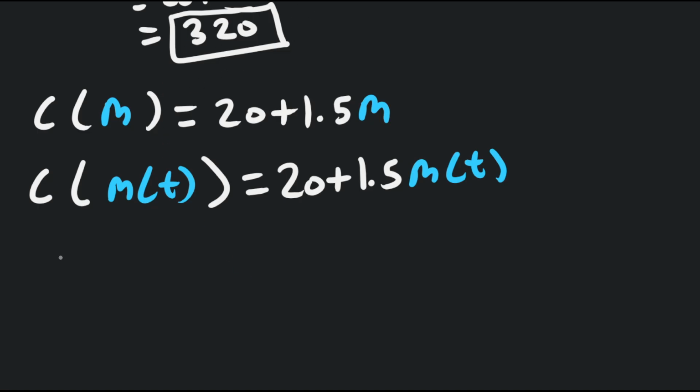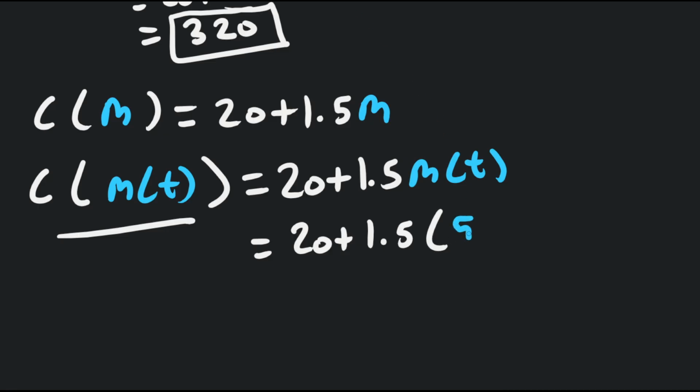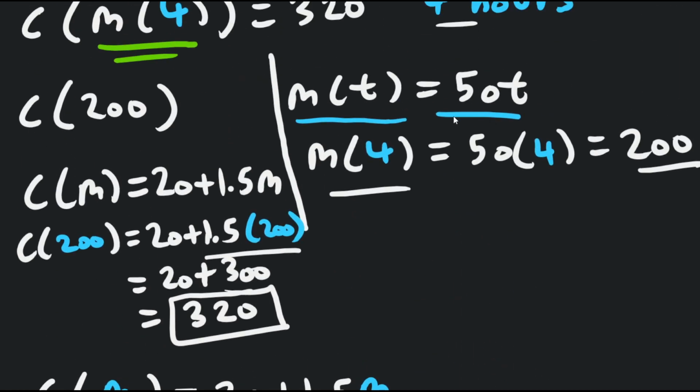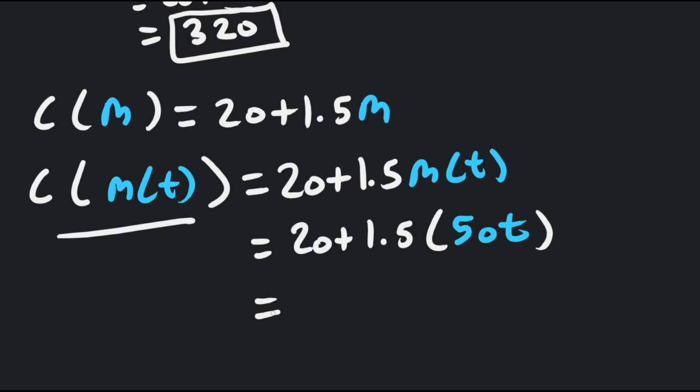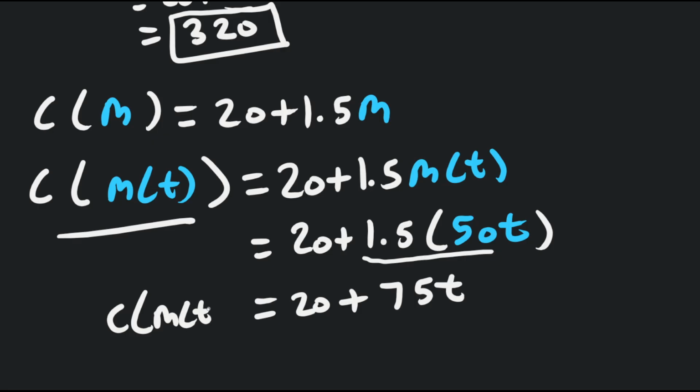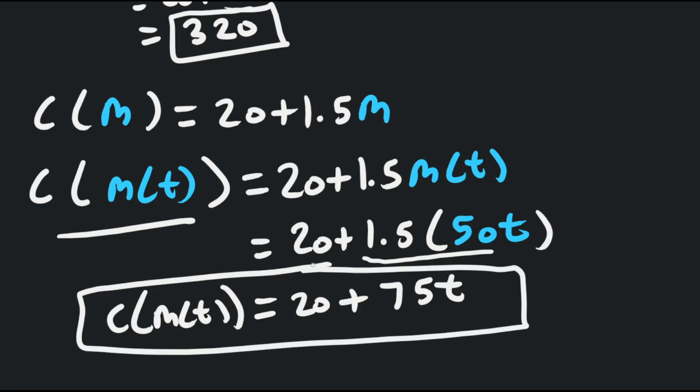So this means that C of M of t equals 20 plus 1.5 times 50t, because we know that M of t equals 50t. And let's keep evaluating this. What is 1.5 times 50t? That is 75t. And then we will write down the 20 plus. So there we go. Our composite function, C of M of t, we have created a new formula for it. It is 20 plus 75t.